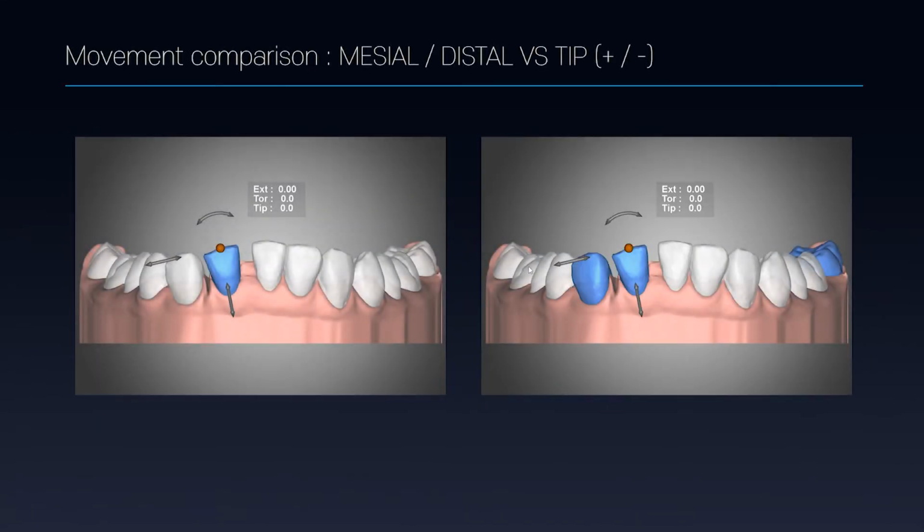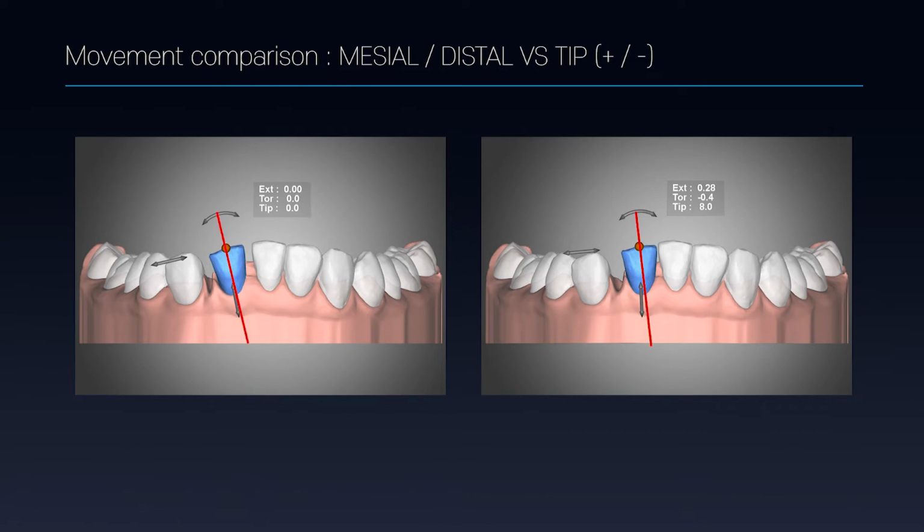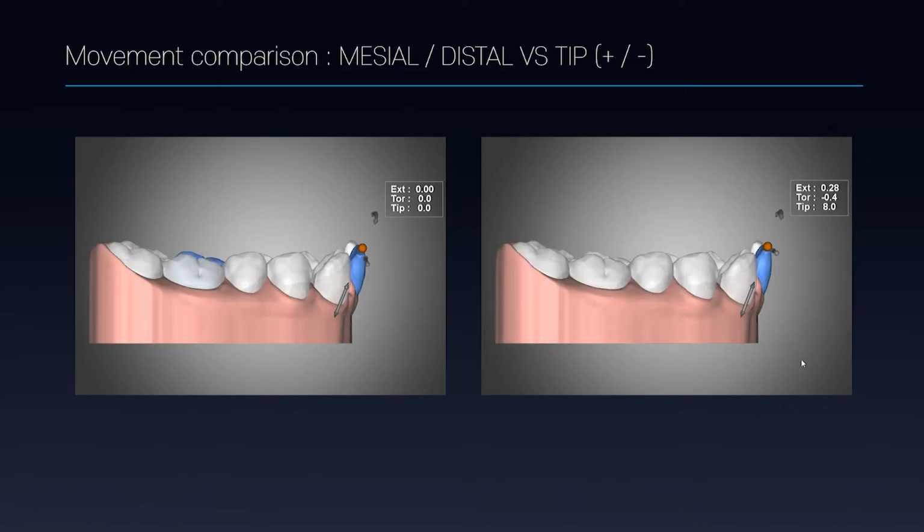Mesiodistal movement moves along the occlusal plane and does not change its vertical position, but tip movement causes the vertical position to change as the tooth is tilted. When adjusting the space by mesiodistal movement, there is no change in the long axis of the tooth, and no functional or aesthetic improvement effect. And there is an improvement effect in the case of tip movement.